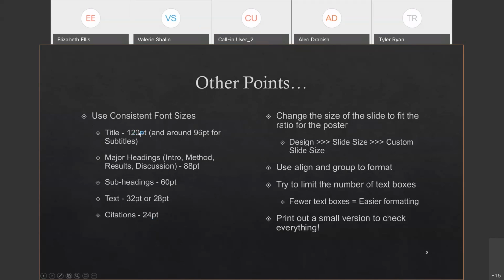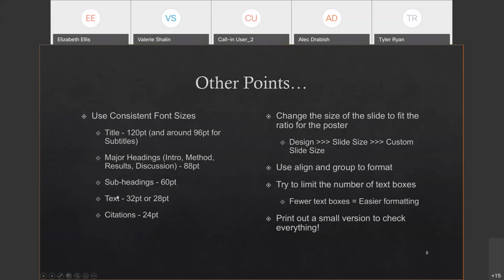These font sizes that I've listed here are ones that, if the person is standing 3 to 4 feet from your poster, they'll still be able to see it as long as they have near perfect or corrected to near perfect vision. So make things nice and big so people can read them.